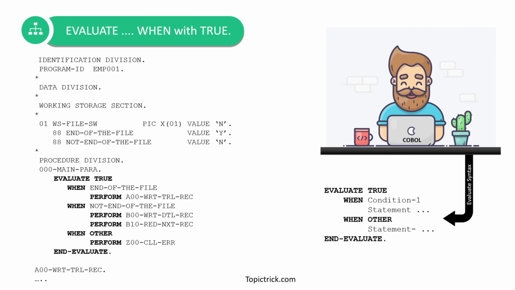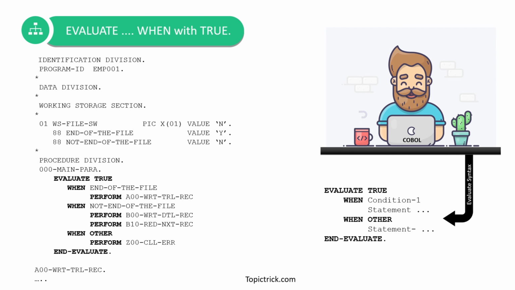In this case, if you look at the paragraph mentioned in the procedure division, that is 00-main-paragraph, in this paragraph I've used the evaluate statement. It says evaluate true, that is the start of the evaluate statement, and then it says when. The first condition says if there is no record in the file, that means it's the end of the file. In that case, just call a paragraph that says A00-write-trailer-record.